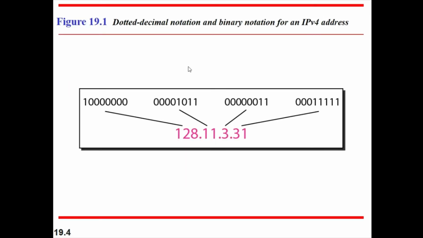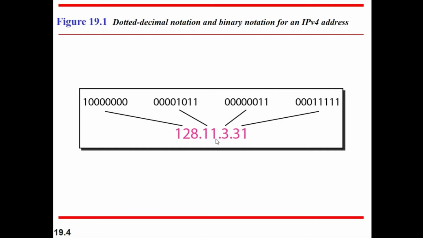IPv4 can be represented in decimal notation and binary notation. This is an example of how we represent IPv4 in binary, and this one we represent IPv4 in decimal, or dotted decimal notation.